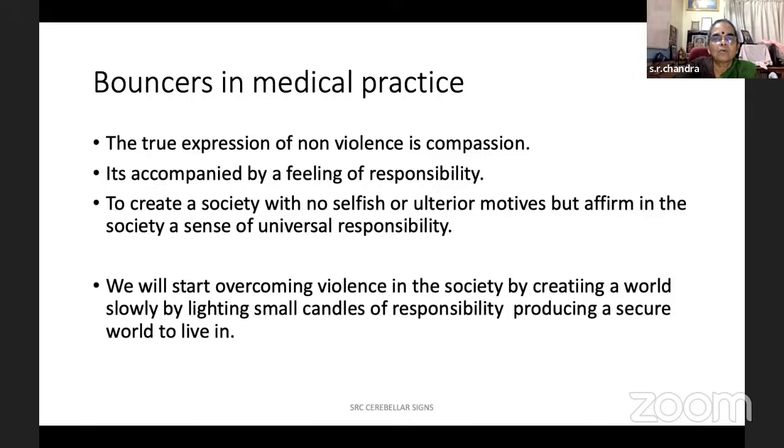So the true expression of non-violence is compassion. It is accompanied by a feeling of responsibility. Responsibility is not the technical treatment, because we know that research is always needed. So it's a changing concept. What we treat as absolute medicine today, 100 years later, is absurdity. So what really cures is more the faith, and the art-induced healing process is much more.